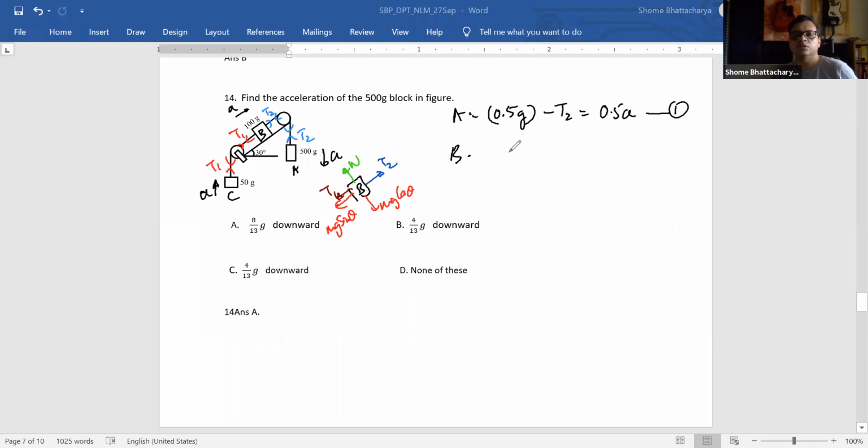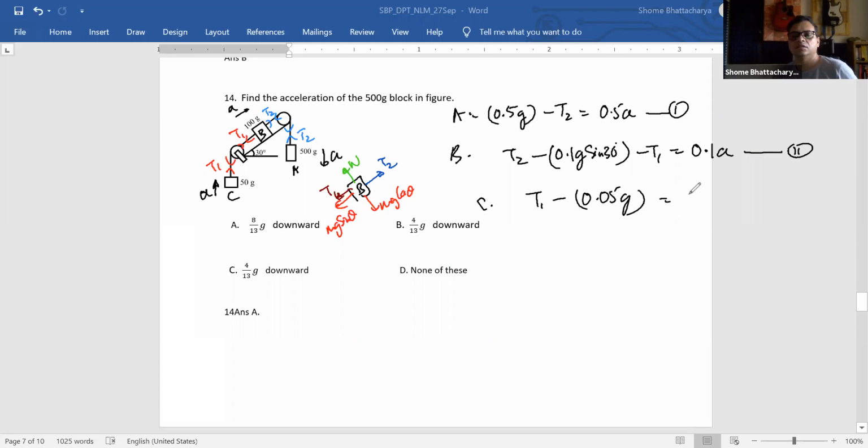So for block B, the equation will become T2 minus 0.1 g sin 30, that component of weight. Okay. And again, there's also T1 pulling it down. So minus T1 is equal to 0.1 a. That's your second equation. Okay. And for the block C, it's very simple. The T1 is greater than its weight, which is 0.05 g. And this is giving it an acceleration of a.